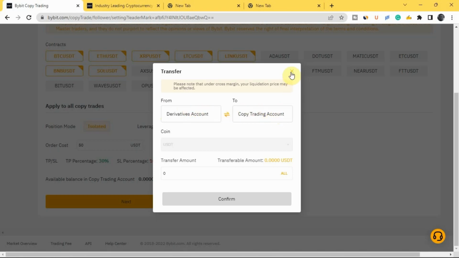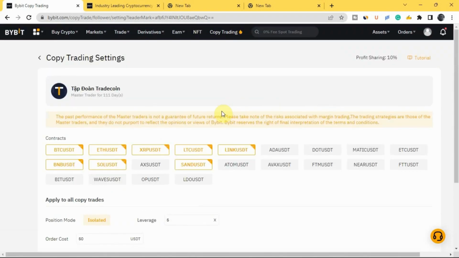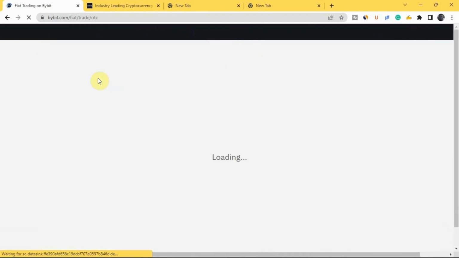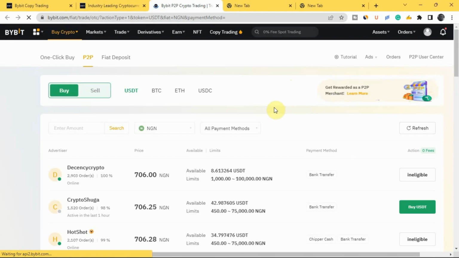Now, let's say, for example, you don't have any crypto yet on your account or on your Bybit account. You come here to where you have buy crypto, and you buy through the P2P platform, which is very, very easy. So right here is the P2P trading platform on Bybit, where you can buy and sell your cryptocurrencies.